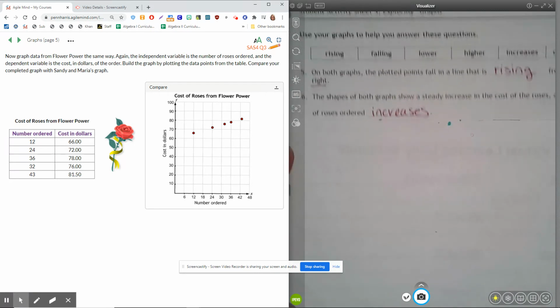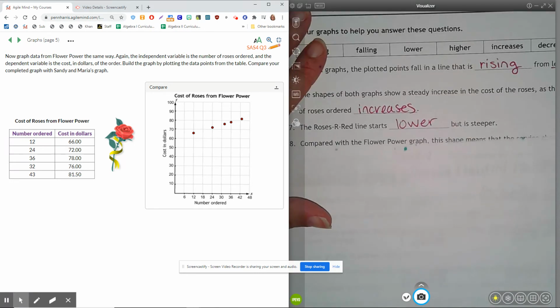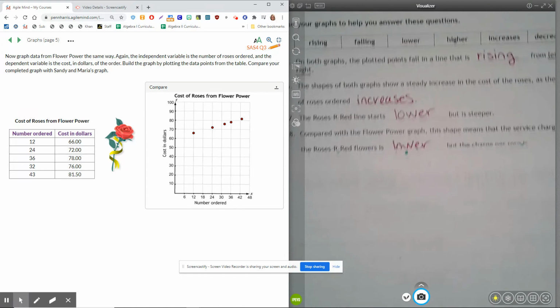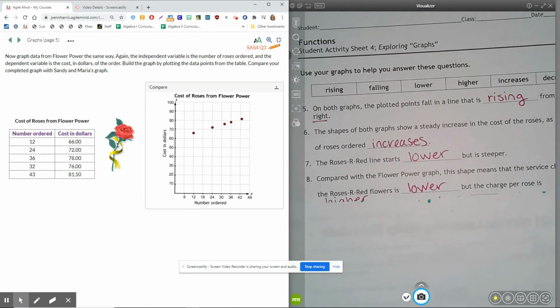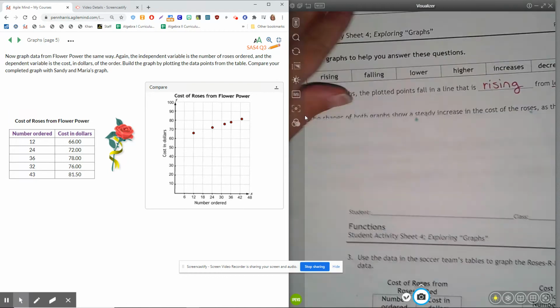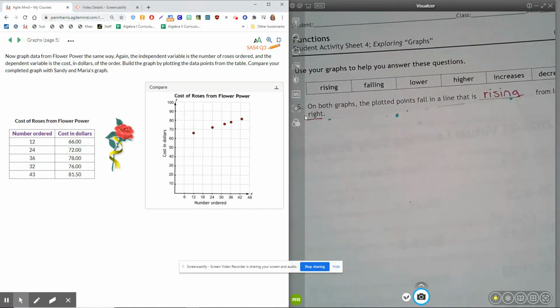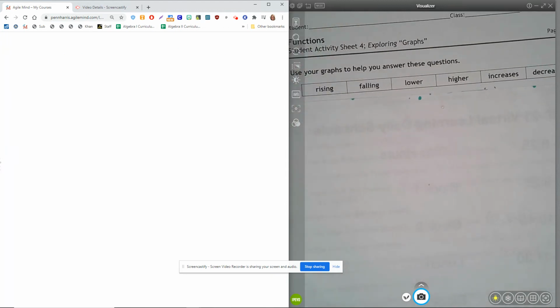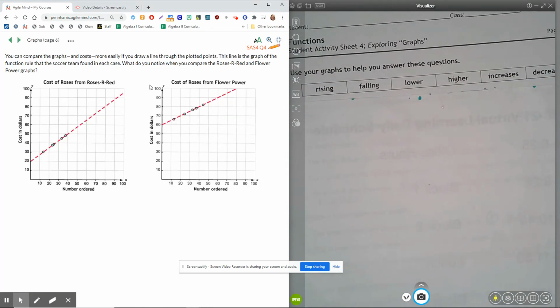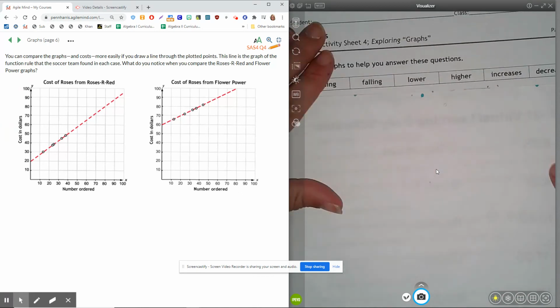I wish I could zoom this out a little bit. It's not letting me zoom today. What I want to do here is see if I can keep both of these graphs on the screen for you guys. Here we go.